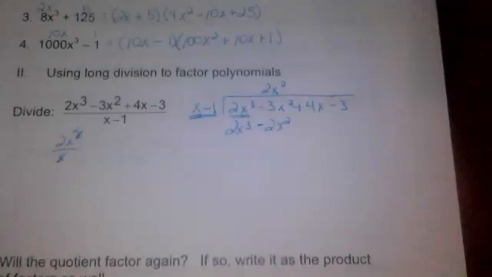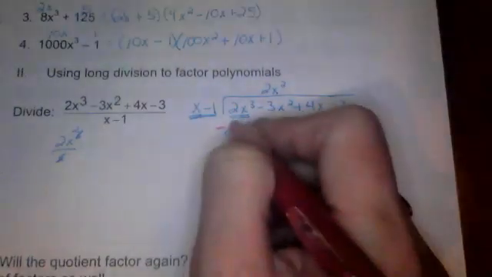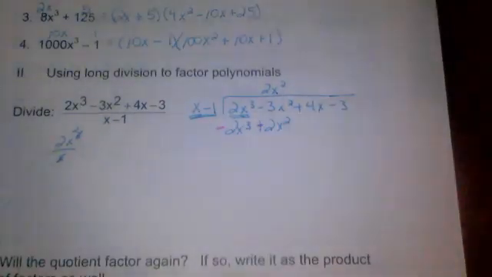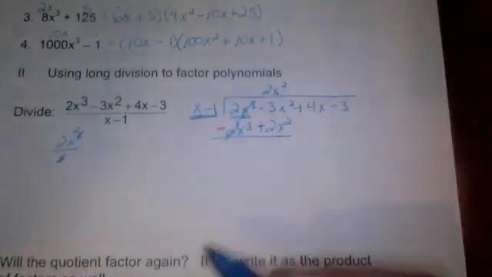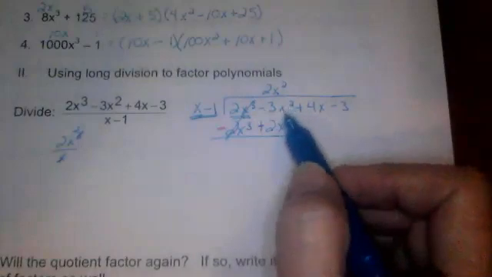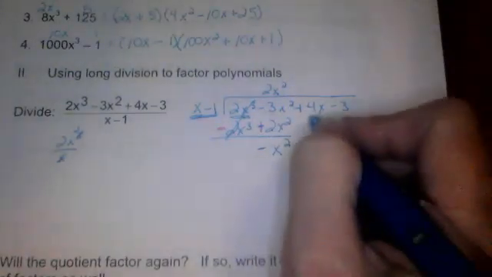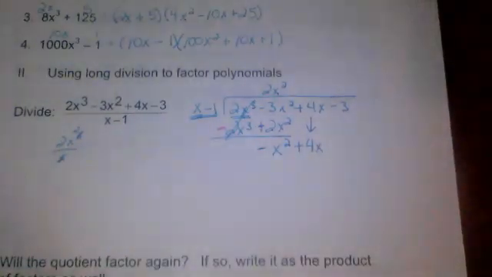So the next thing that you do when you are dividing, even with the regular numbers, is to subtract. But when you subtract this thing, remember you're subtracting this entire binomial, which is also going to change the second sign. So don't forget to change your signs. So we're subtracting, and these go away. And I have negative 3x squared plus 2x squared would be negative 1x squared. And then we bring down the next term.